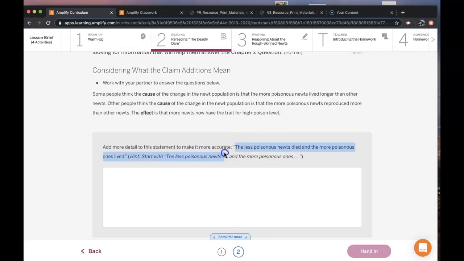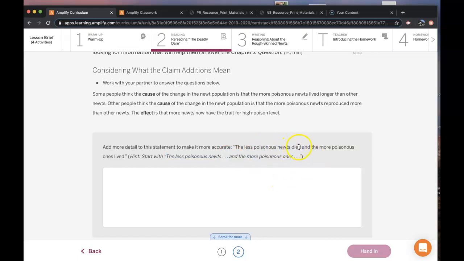The explanation is that the less poisonous newts died and more poisonous ones lived. So you're going to add to this statement to make it more accurate. Write the less poisonous newts and explain what you think happened, and then write and the more poisonous ones, and then explain what happens.